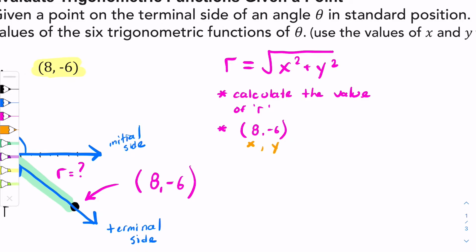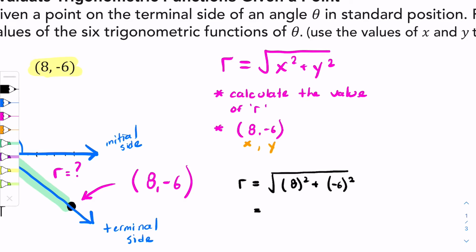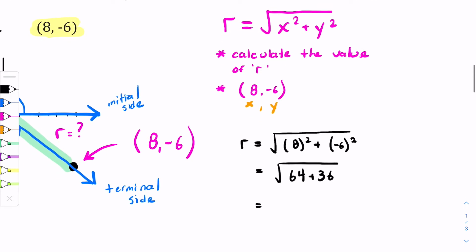Okay, so to start filling this in, I have r equals the square root. X squared would be 8 squared plus y squared, which is negative 6 squared. This simplifies to 64 plus 36 underneath my square root symbol. 64 plus 36 is equal to the square root of 100. Therefore, r is equal to the square root of 100, which is 10.